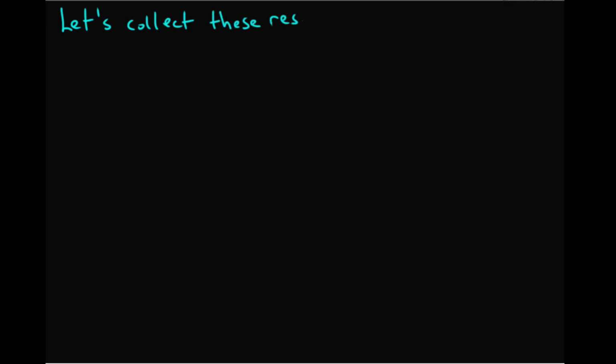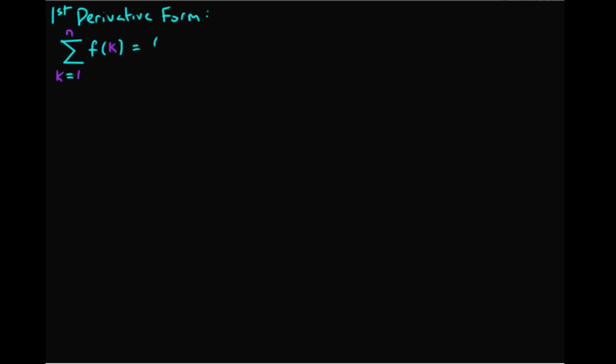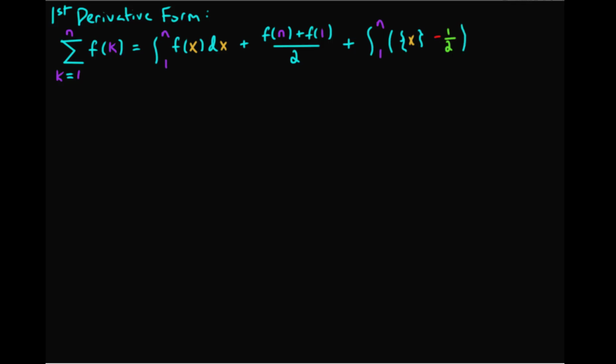Let's line these up and see if there are any interesting patterns. Well, for our first derivative form of the EMSF, we have that the summation of f of k from k equals 1 to n equals the integral from 1 to n of f of x dx plus the average of f of n and f of 1, so that's f of n plus f of 1 all over 2, plus this remainder integral, the integral from 1 to n of, open parenthesis, fractional part of x minus a half, close parenthesis, times f prime of x dx.